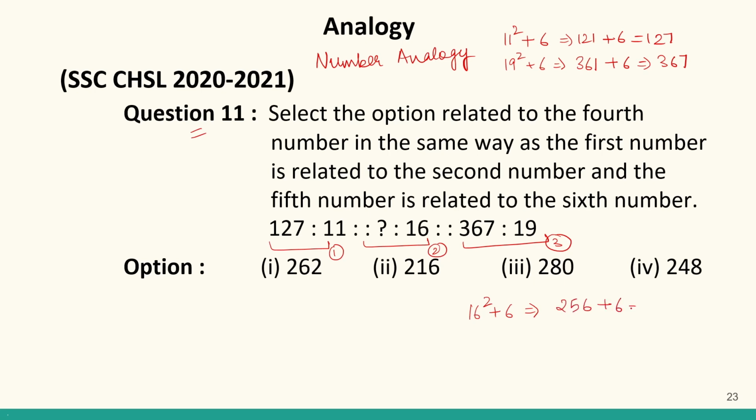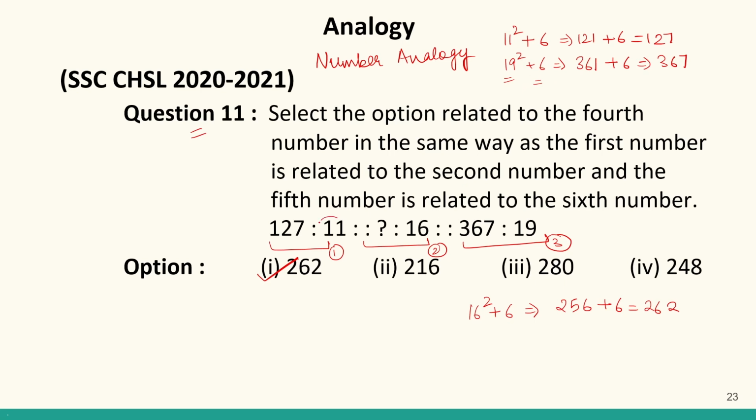256, if we add 6 into this, we'll get 262. So 262 will be the correct answer, which is option number 1. So in this particular question, we again used two operations. First, we squared the number and then we added 6 into this.